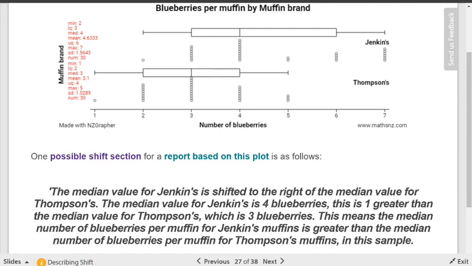The median value is shifted to the right of the median value for Thompson's. It's exactly equal. It's right on it. I would have said no shift, but clearly, if they're saying it is equal to them, that's fine. Look at the description and how they say it. I wouldn't have said that because it's not one quartile above. It's exactly the same, but they're saying that's still one quartile above.